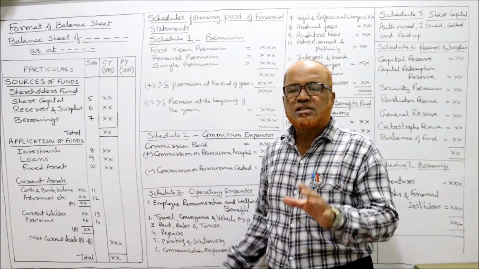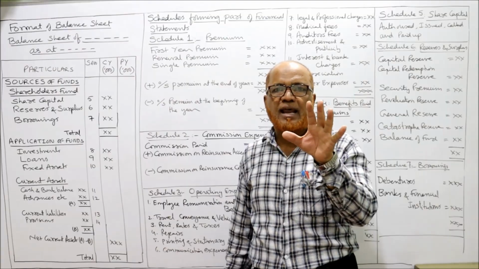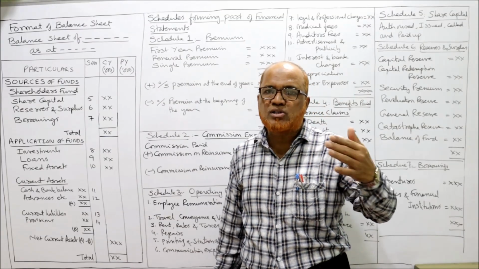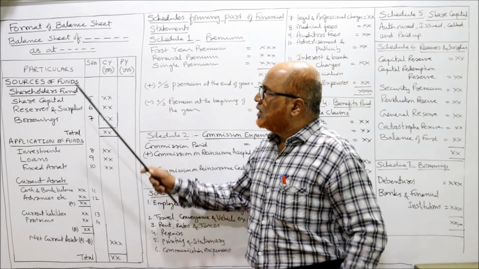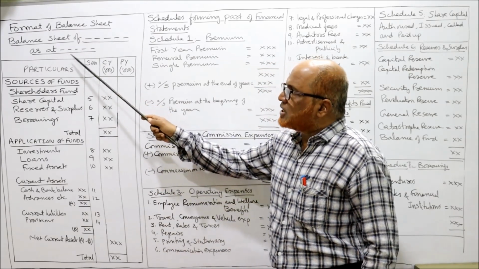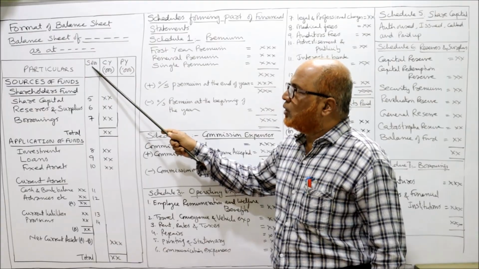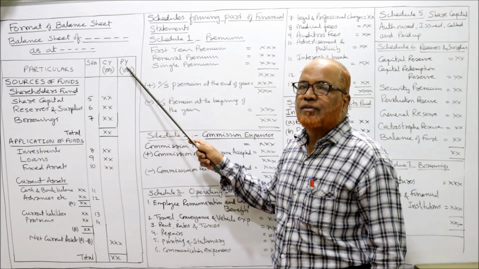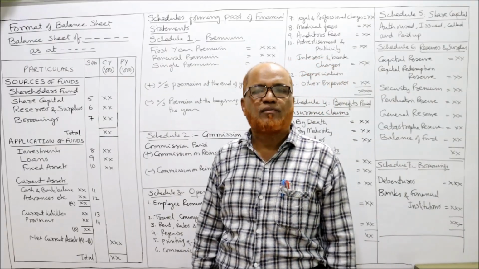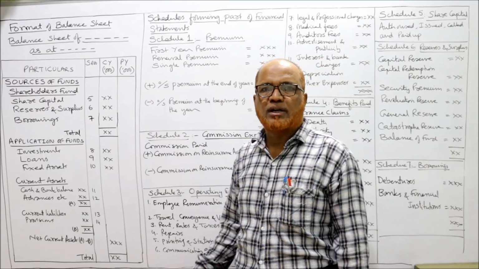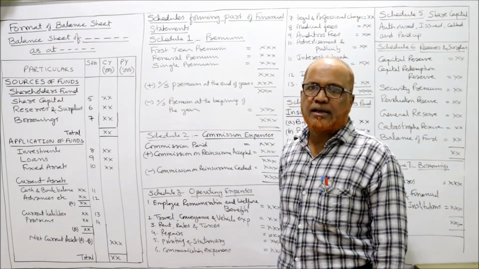See here, I'm explaining just to get a grasp on the format. Afterwards, while doing the problem, it will not be new for you. So, balance sheet of dash as at dash. Particulars, schedule number, current year, previous year. For format purposes, I am writing down previous year, but in the problem the previous year figures are not given, so we will ignore that column. We will write down only the current year's column.